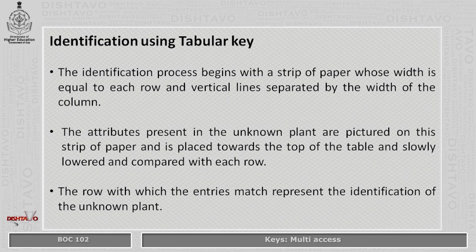When it comes to identification using a tabular key, the identification process begins with a strip of paper whose width is equal to each row and vertical lines separated by the width of the column. The attributes present in the unknown plant are pictured on this strip of paper by the user and it is placed towards the top of the table and slowly lowered and compared with each row. The row with which the entries match represents the identification of the unknown plant.